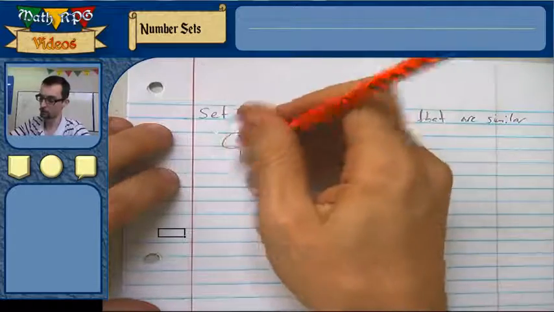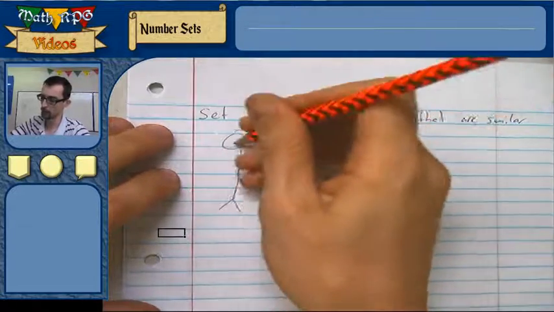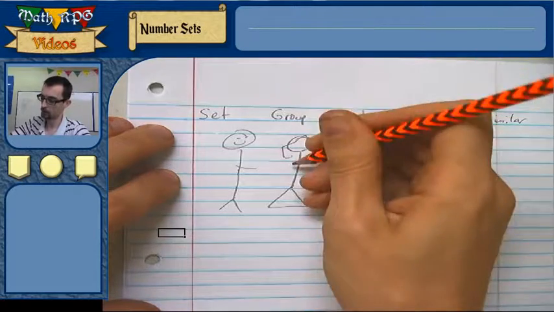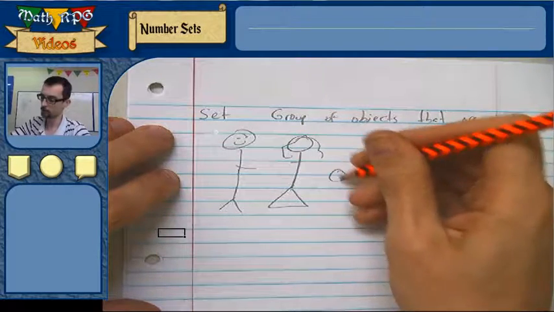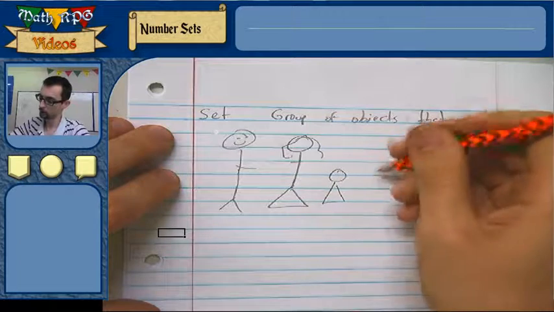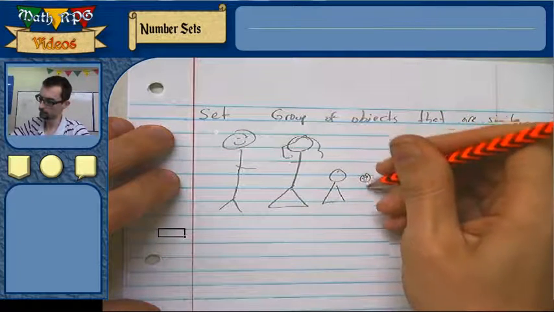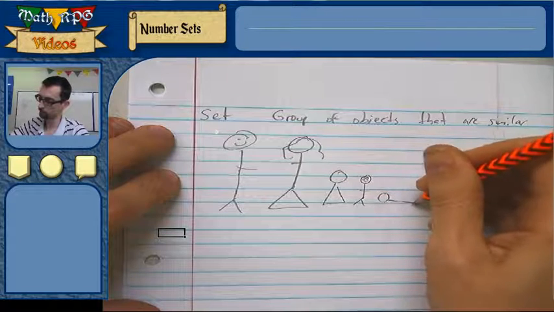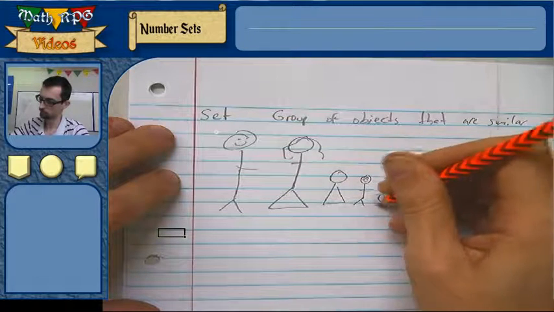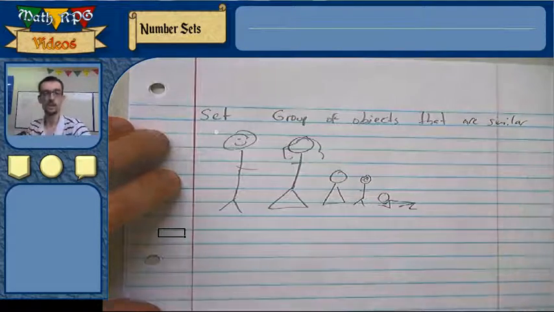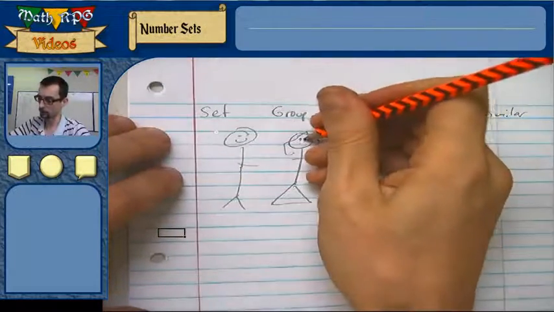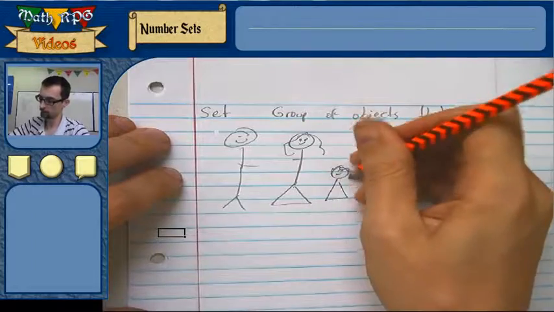There's Mr. Baker, really tall, and Mrs. Baker. And let's see, I have a daughter and a son with glasses, and a little baby who's growling. Okay, these are five objects, if you will, five things that are similar.